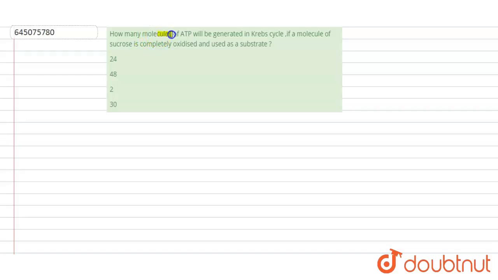Hello students, have a look at the question. Question is, how many molecules of ATP will be generated in Krebs cycle if a molecule of sucrose is completely oxidized and used as a substrate? Options given are 24, 48, 2 and 30.